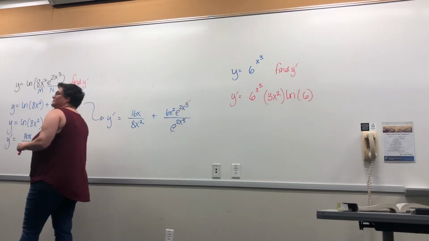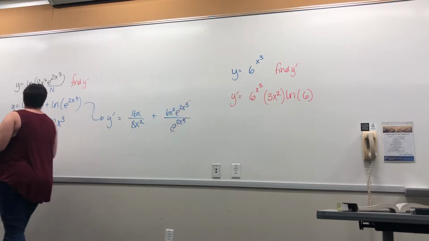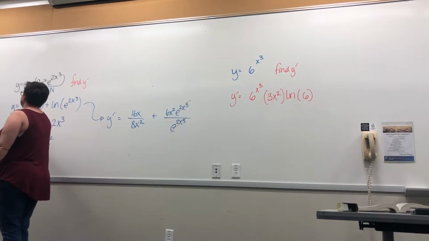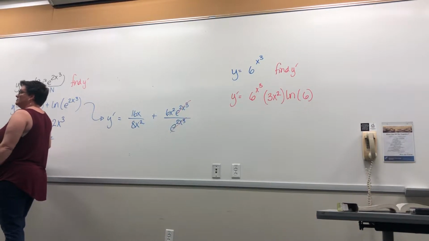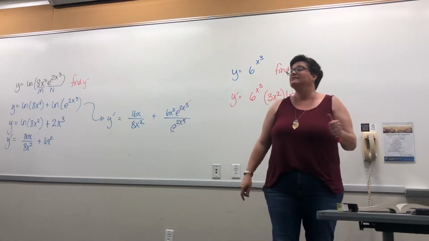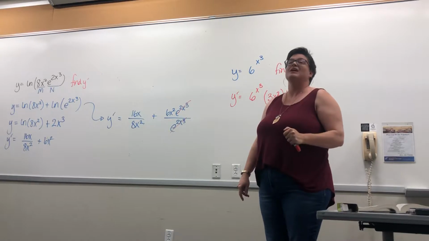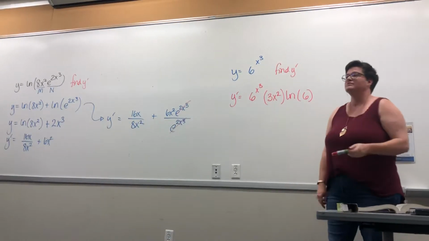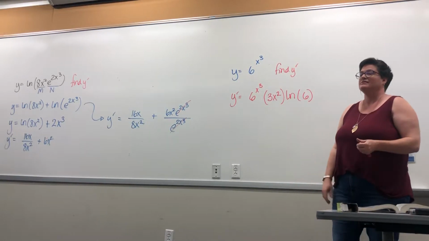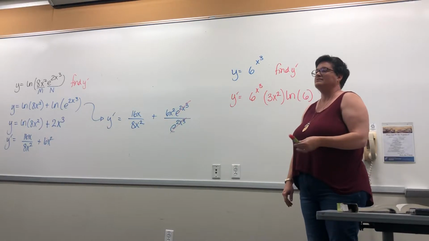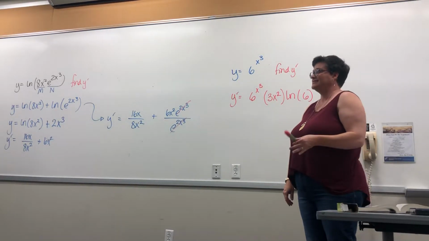Ferris: I just forgot, why is it 16 over 8x squared? The natural log of u is u prime over u. So what's u prime? 16x. Corwin, I can't hear him, guys. Corwin, do we have to simplify that? No, you can't simplify it.